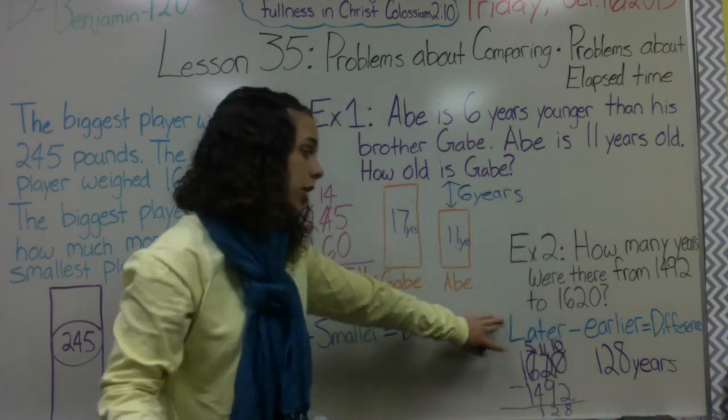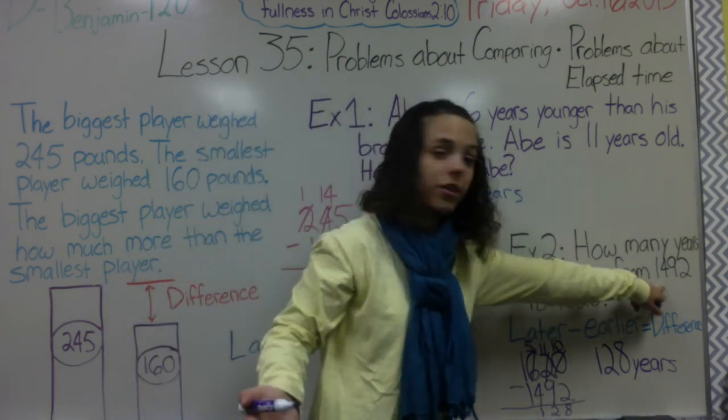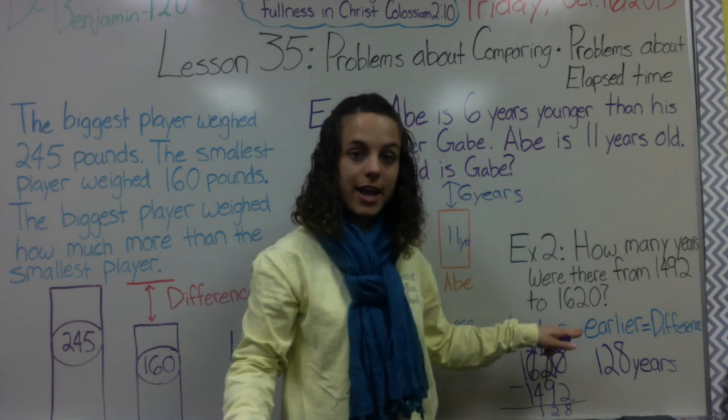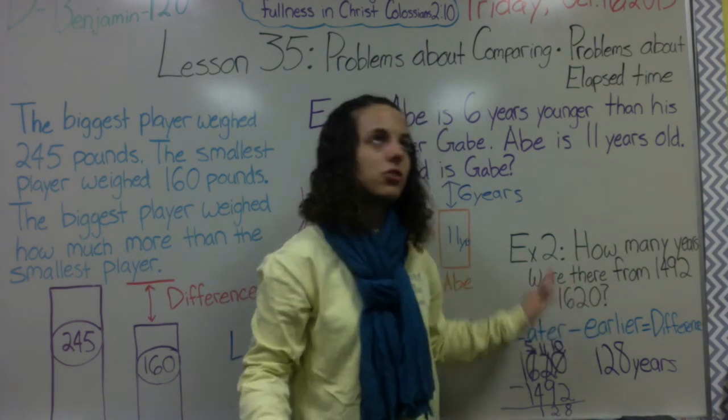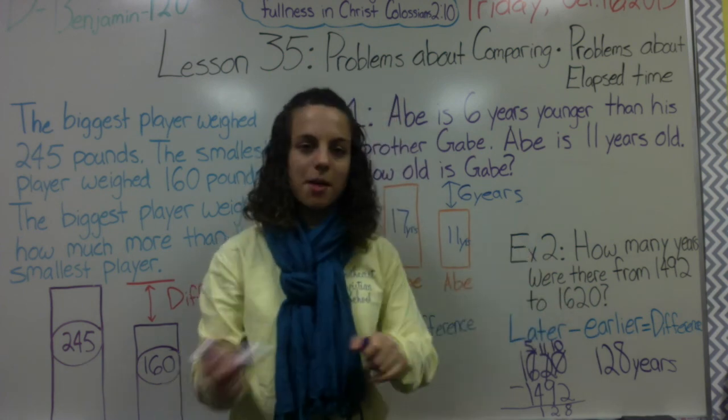Again, do later minus the earlier year. Don't just write the very first one minus the next year that it gives. Always do largest number first. Always do largest number minus the smallest number.